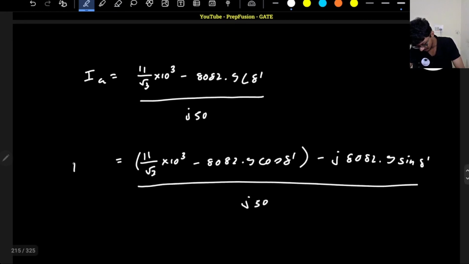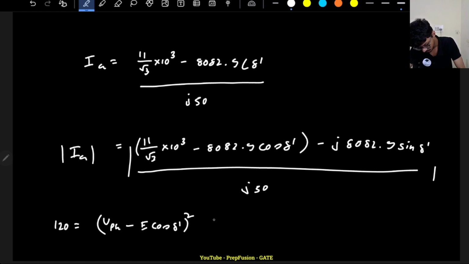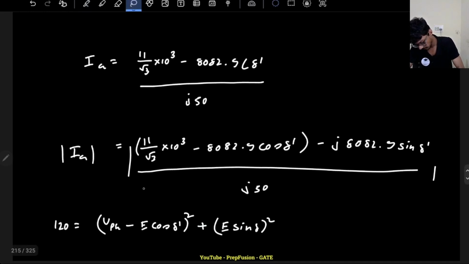So if I take the magnitude on both sides, what will be the magnitude? Magnitude of IA is given to me, that is 120. Magnitude of the right hand side will be, so I will just put it like this only: V phase minus E cos delta dash whole square plus E into sine delta dash whole square.